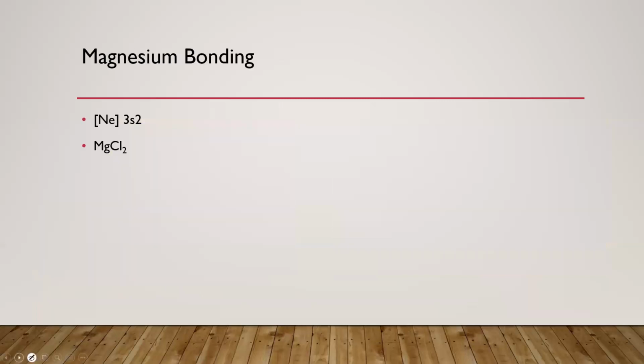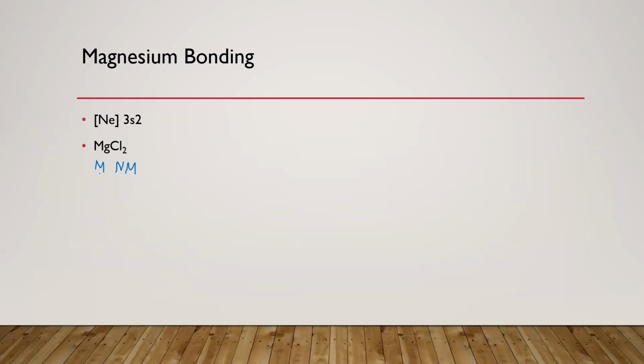So, talking about magnesium bonding, let's use as an example magnesium chloride. Magnesium chloride is an ionic compound. Is magnesium a metal or non-metal? Yes, magnesium is a metal, and chlorine is a non-metal. So in ionic bonding, as in this example, you have a metal and a non-metal.